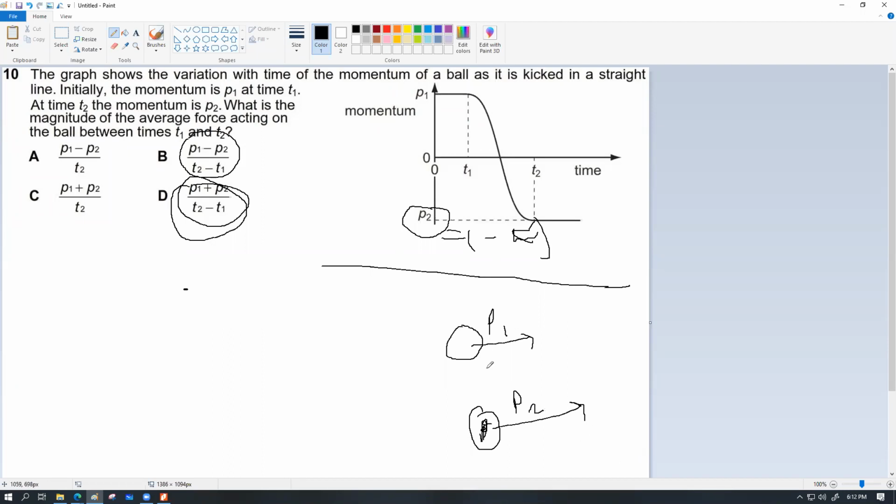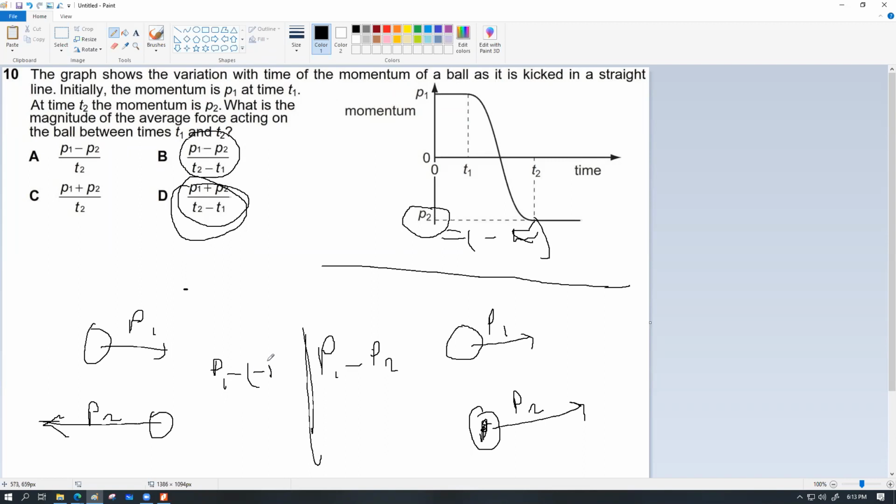Now in this case, if the figure was shown like this, in that scenario this would have been P1 minus P2 for magnitude. But if the case was like that, initially the ball was going in this direction as P1, and after the kick the ball is going in this direction as P2, then what should be your change of momentum? That would have been P1 minus P2. See if it makes sense.